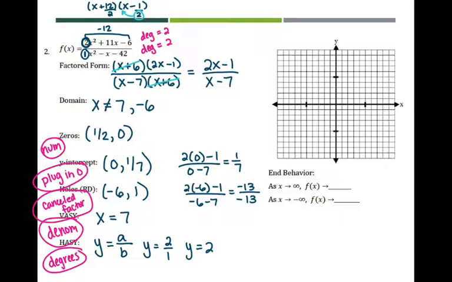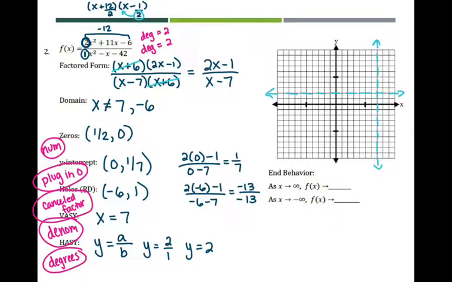I'm going to start by graphing my vertical asymptote at 7. That is going to be a vertical dotted line through x equals 7. And my horizontal asymptote is at y equals 2, so I'm going to go ahead and cross my y-axis at 2.